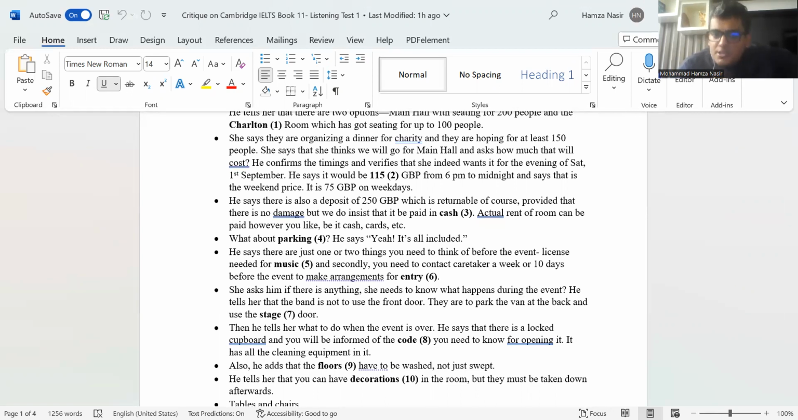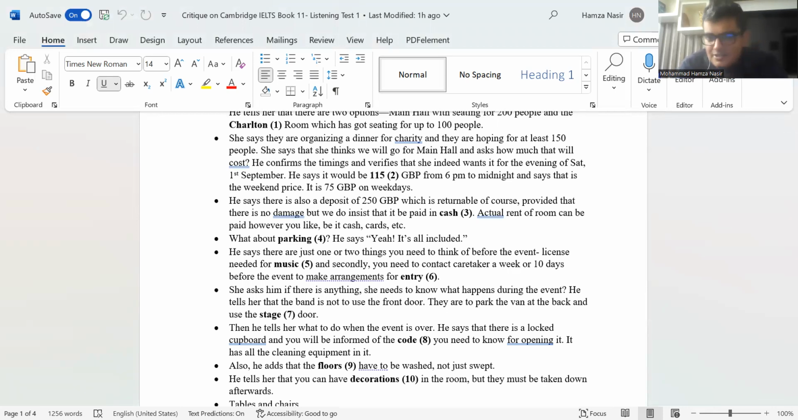And secondly, you need to contact a caretaker a week or 10 days before the event to make arrangements for entry, okay? Need to contact caretaker Mr. Evans in advance to arrange what? Entry. That's our answer to question number 6. Then she asks him if there is anything she needs to know about what happens during the event. He tells her that the band is not to use the front door. They are to park the van at the back and use the stage door. So at the back was our keyword, and therefore the answer for question 7 is going to be stage.